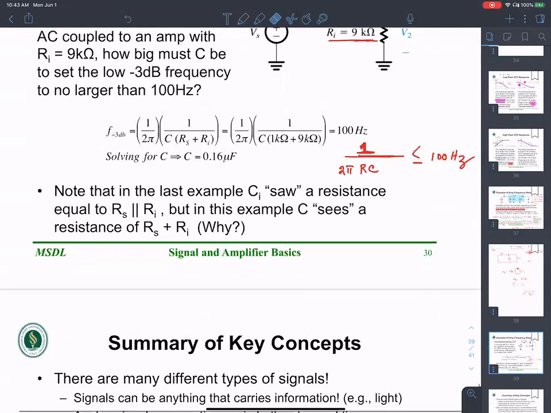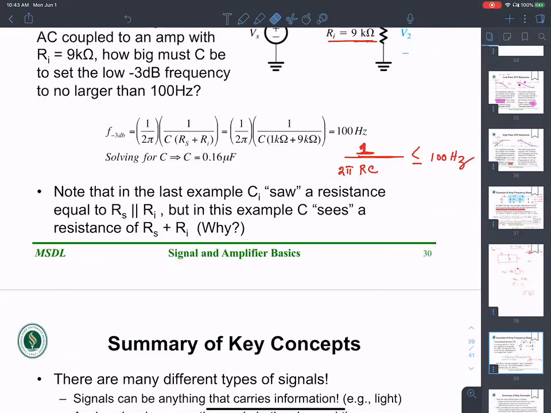So let's massage this equation a little bit more. 2 pi RC should be greater than or equal to 1 over 100 hertz. Or C should be greater than or equal to 1 over 100 times 2 pi times R. That's the idea that we have here.